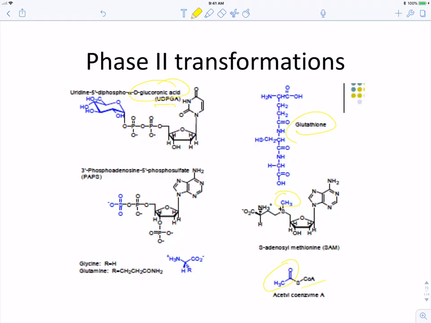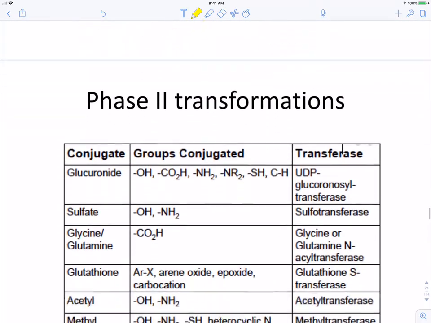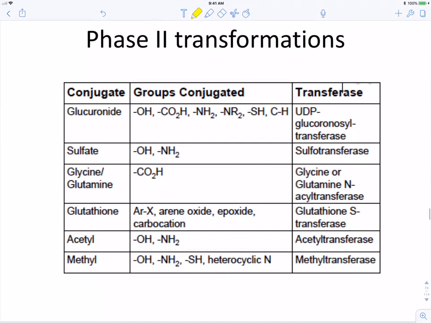And then we have phosphate and sulfate, which is actually sulfate in this case, which is transferred by utilizing this PAPS cofactor. Amino acids are the only exceptions that get transferred directly, and we'll see that with a slightly different mechanism of action. So this slide is summarizing the conjugate that we obtain, the groups to which it's conjugated, so what kind of group we need on the drug, and the transferase enzyme that does it.